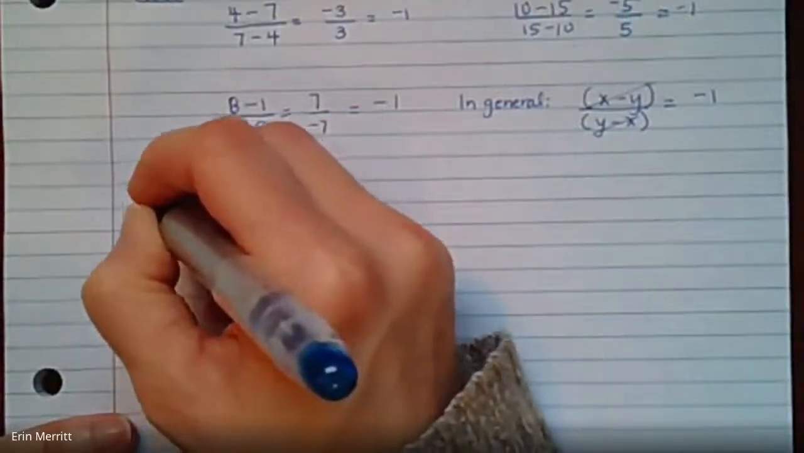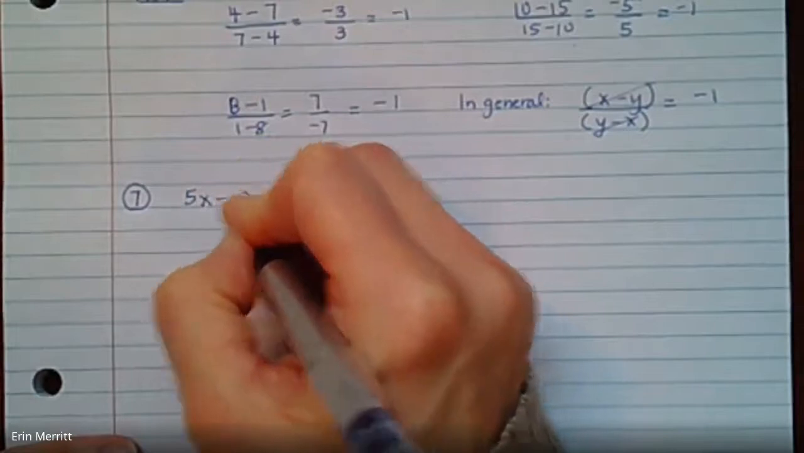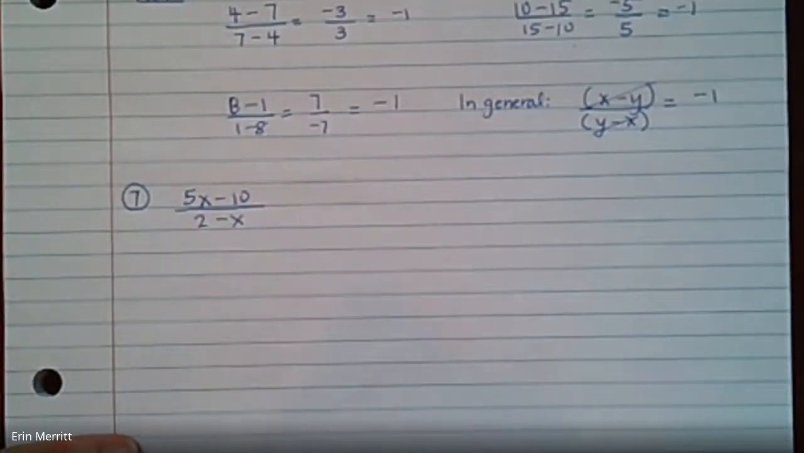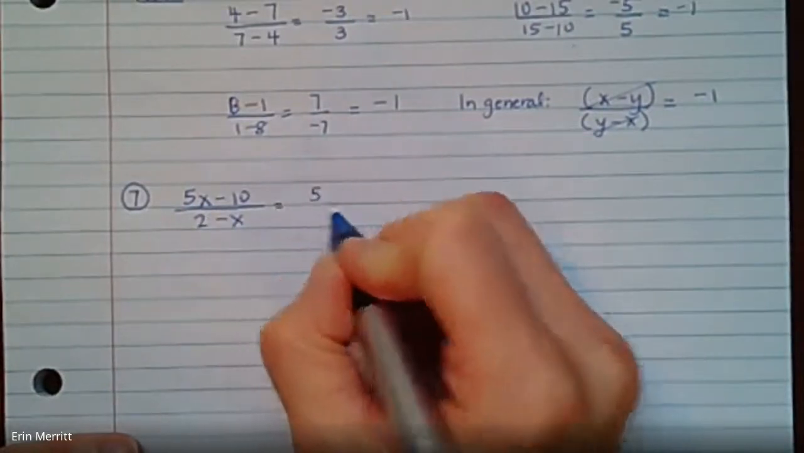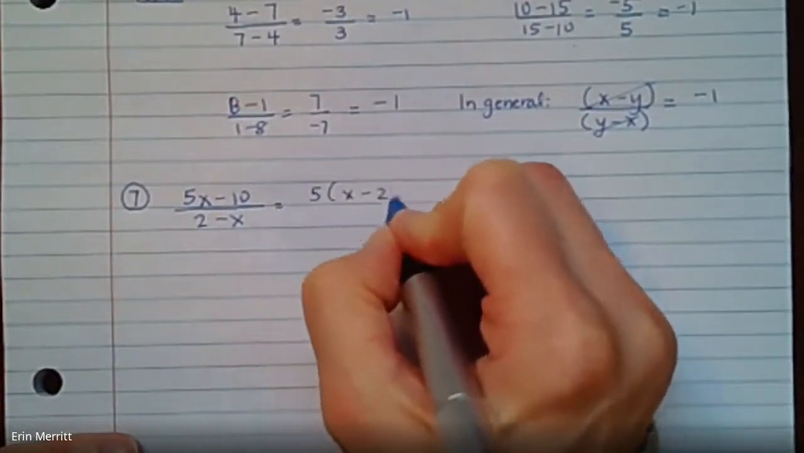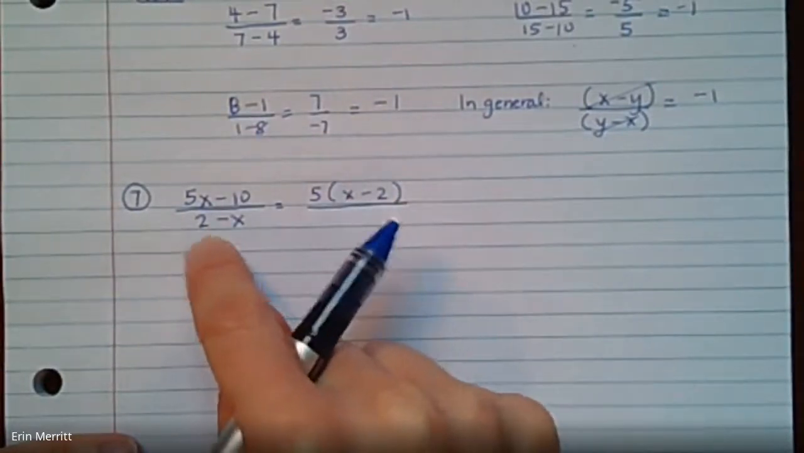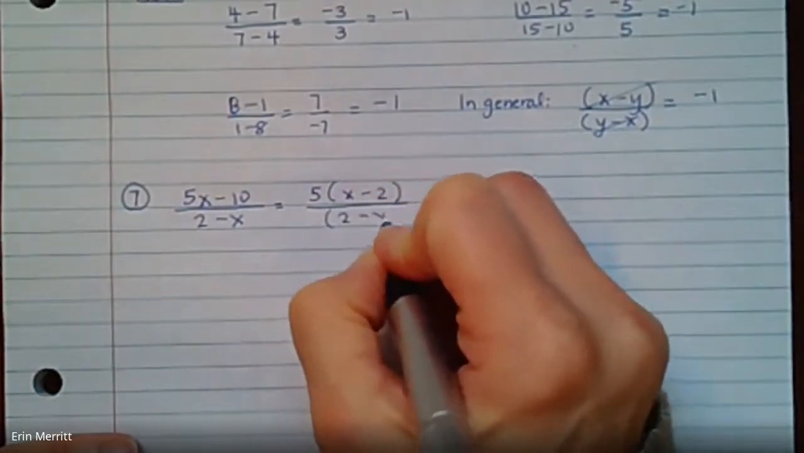And I'll give you a really simple one to see it. If we do 5x minus 10 and then over 2 minus x, and I ask you to factor it, in the numerator, we can take out a GCF and we'd be left with x minus 2. In the denominator, there's nothing much happening here. It's already in simplest form, basically. So we would just have 2 minus x.